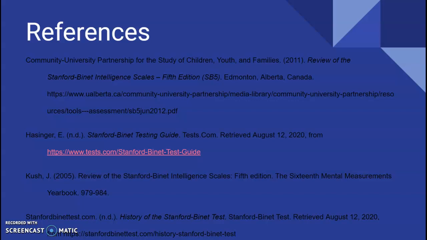Secondly, as far as the history of it, I would recommend taking a look at the bottom reference there, standardbinettest.com, history of the Stanford-Binet test, excuse me. It is just a really fantastic, well-written article that gives you a variety of background information on that.